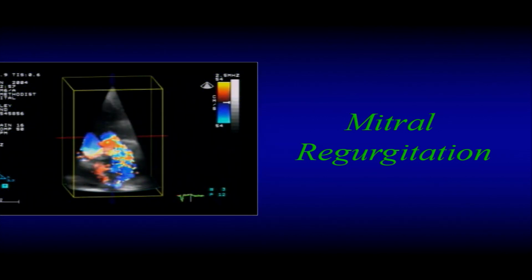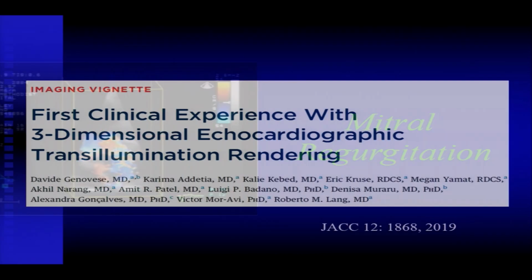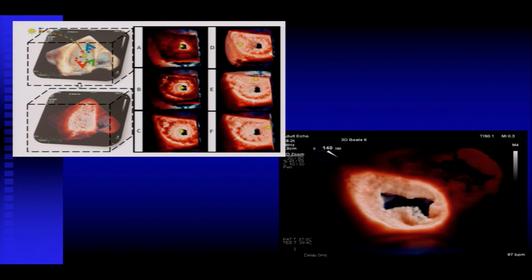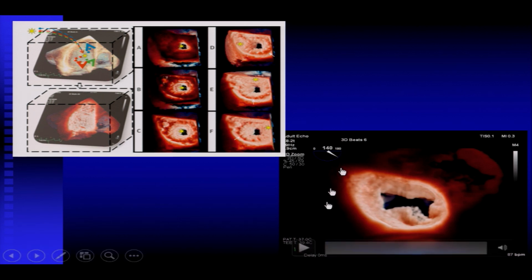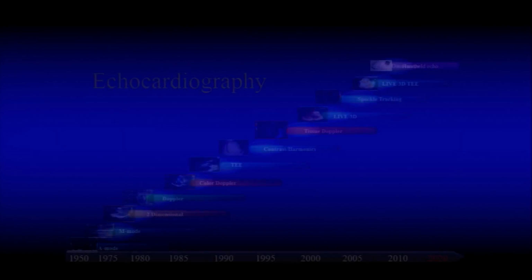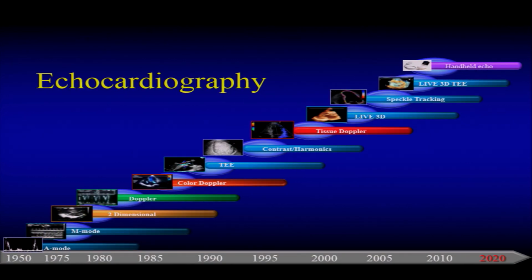And there are some newer developments. Actually, it blows your mind. This is actually this month in JACC, first initial experience with 3D using the trans-illumination rendering. You've probably seen that. This is from Roberto Lang and Luigi Badano. Basically, you could illuminate whichever areas. You could do it behind the structure, in front of the structure, on the side of the structure. And there you go. This is a really beautiful flail of a mitral valve that you could see. And it really is amazing.